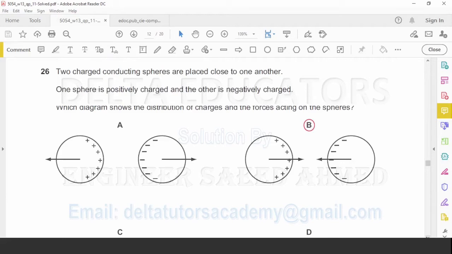Question number 26. Two charged conducting spheres are placed close to one another. One sphere is positively charged and the other is negatively charged. Which diagram shows the distribution of charges and the forces acting on the spheres? Since here we have opposite charges, so here it should be force of attraction, not force of repulsion. Here in option A it is shown force of repulsion, so it is incorrect. Option B is correct option. It is positive charge, it is negative charge, we have opposite charges and because of opposite charges we have force of attraction and here the force of attraction is shown. So here correct option, option B.